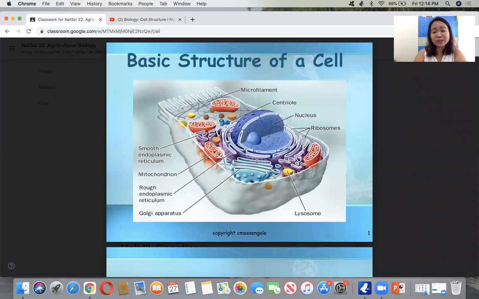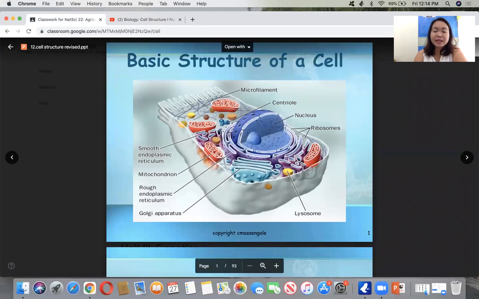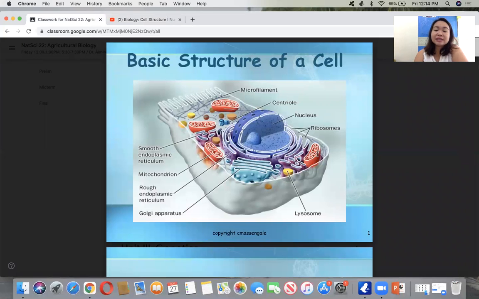The most important classification of the cell structure is having a nucleus. That's why we have two types of organisms, the eukaryotes and the prokaryotes. Eukaryotes have the nucleus or the nuclear membrane, while the prokaryotes are single-celled organisms. We don't have a nuclear membrane.